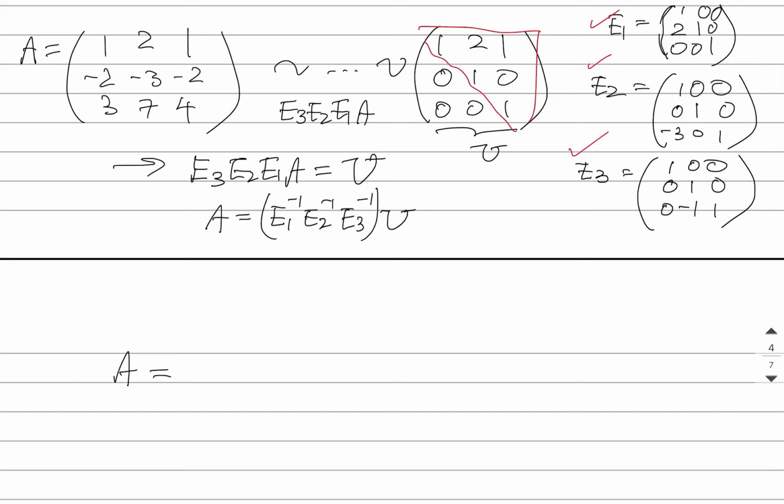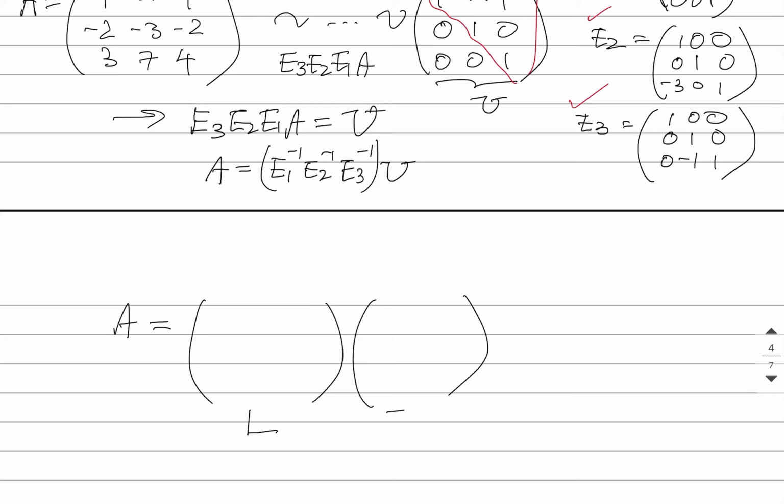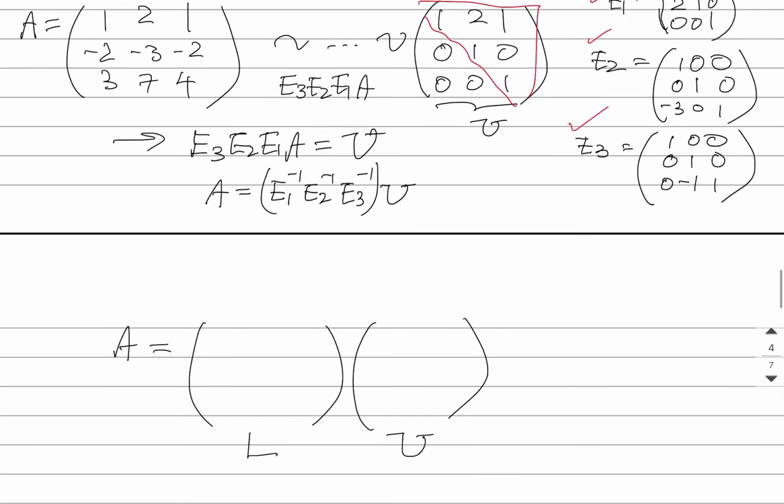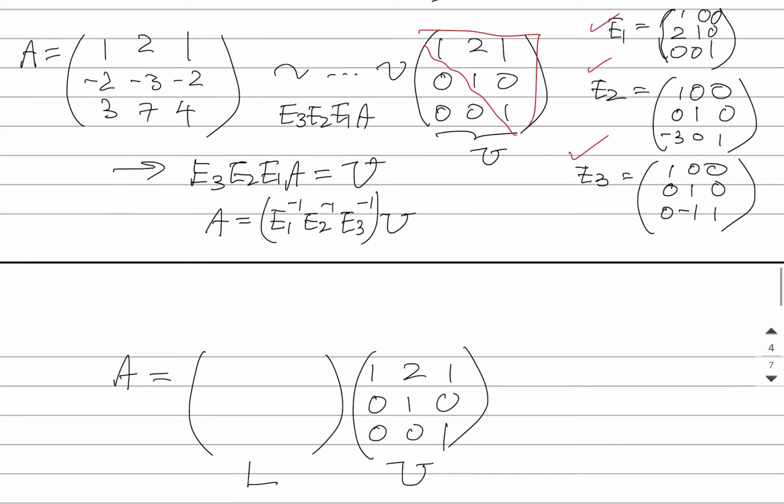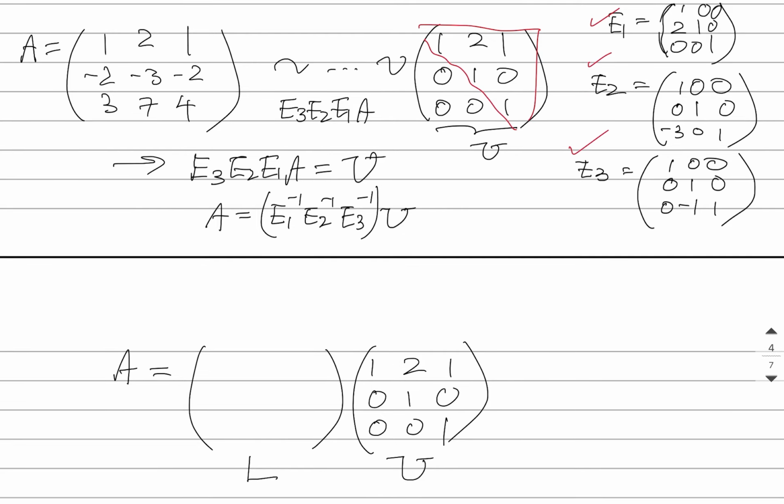Those inverses come from the elementary matrices, and we already discussed that all of those inverses exist, and they have a very special form. They look almost identical to the E's, except all those off-diagonal entries are negatives. So this produces a special matrix factorization called an LU factorization. We know this is U because it is the upper triangular matrix that we found.